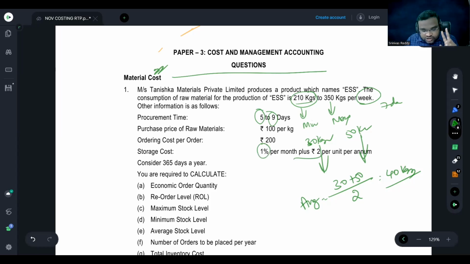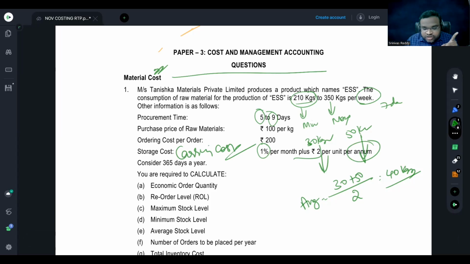There are two factors within the storage cost, that is inventory carrying cost. So inventory carrying cost consists of two parts. First part is on a per month basis. Second part is on a per annum basis. Per month, 1% on the purchase price. How much amount? 1 rupee. That is how you calculate interest also, right? 1 rupee per month.